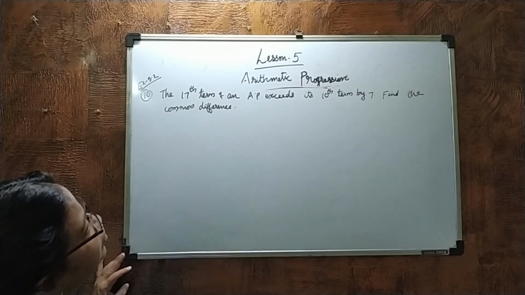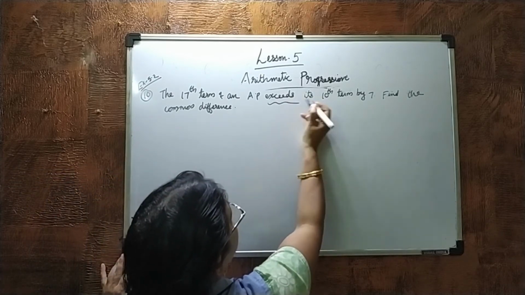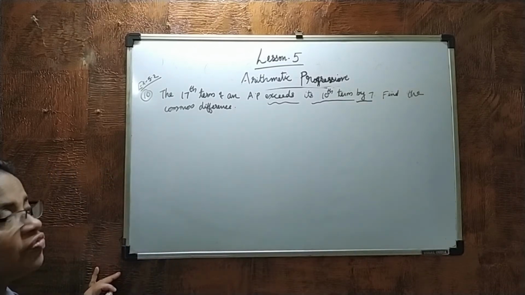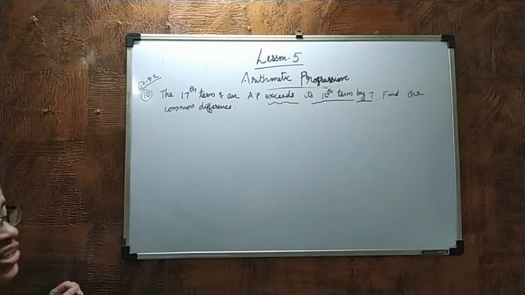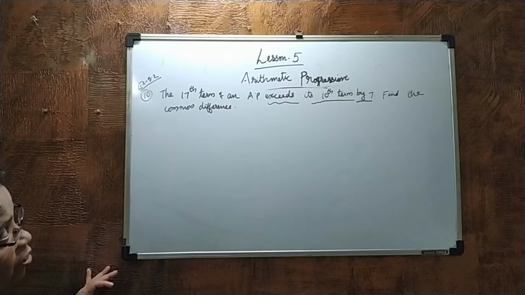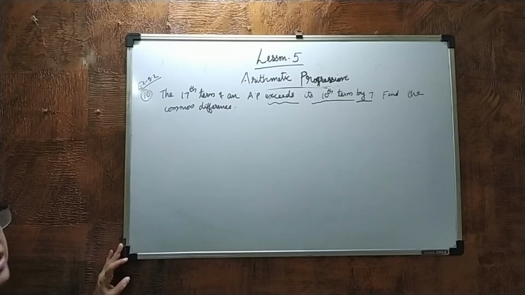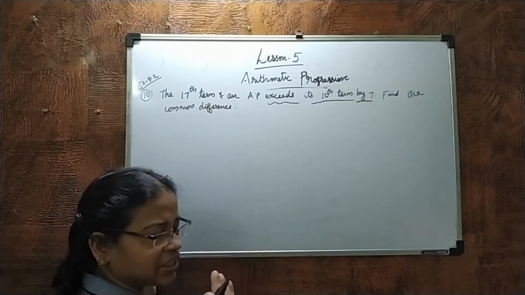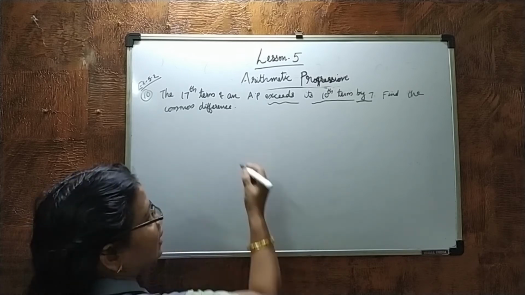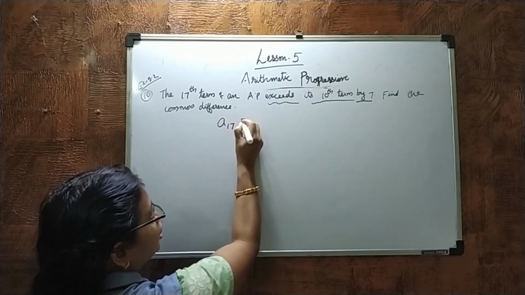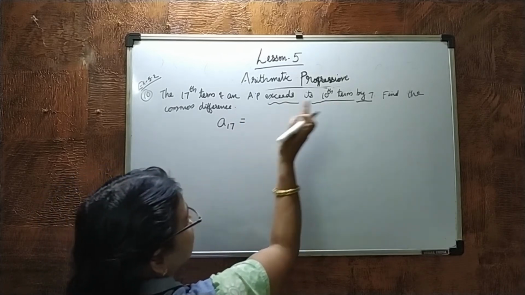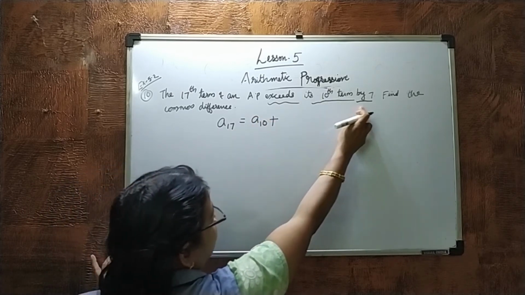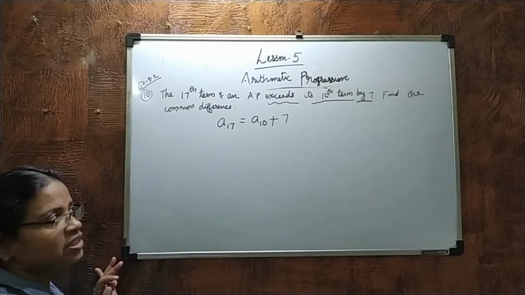The 17th term of an AP exceeds its 10th term by 7. Find the common difference. You have to find the common difference and they have given the condition. Just read the condition once again. The 17th term of an AP exceeds its 10th term by 7. That means A17 should be equal to the 10th term, then exceeds means plus 7. Clear? So this is the condition.